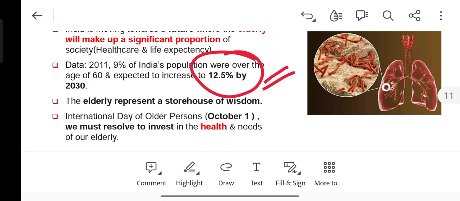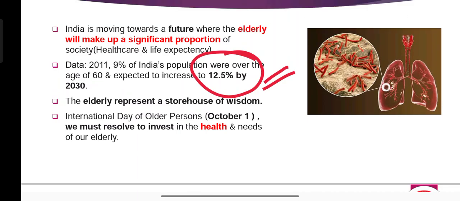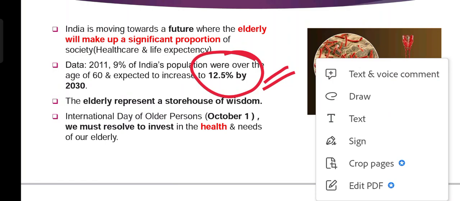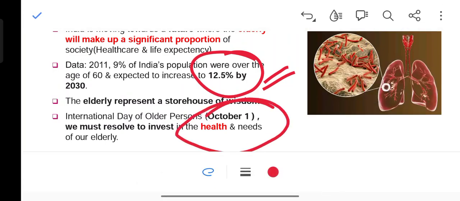And recently International Day of Older Persons was celebrated on October 1. So there is a need that we must resolve to invest in the health and needs of our elderly. Why are we focusing on investing in the health and needs of our elderly? Because we are not providing the sufficient care and facilities that they need. The elderly population are facing social isolation, generational gaps, lack of nutrition, and lack of healthcare. Because of that, the incidence of TB in the elderly population is higher as compared to the younger population.